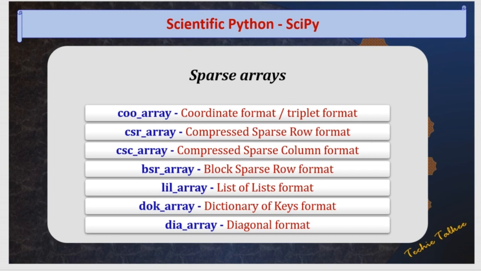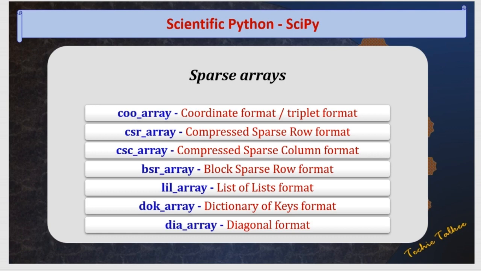Sparse arrays are a special kind of arrays where only a few locations in the array will have data, which is actually exactly opposite to the dense array. And in a sparse array, if there is no data, then it will be indicated as 0.